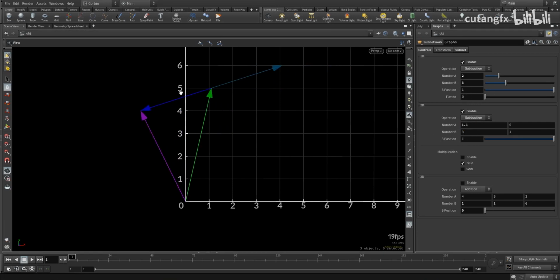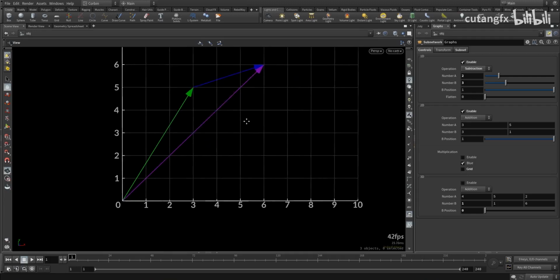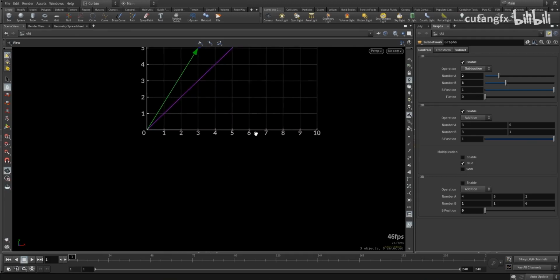It's exactly the same as addition, but this number is just negated before the addition operation takes place. Okay. Right, so let's reset that. 3 and 5, and then we'll switch it back. Okay. So that's what we have there in 2 dimensions.